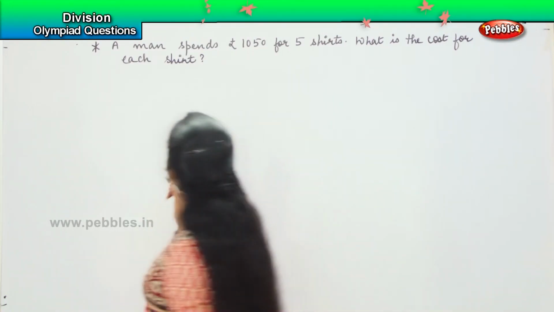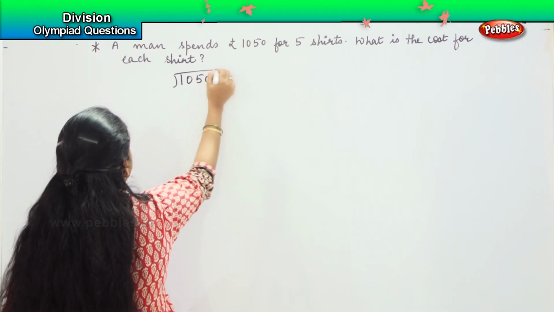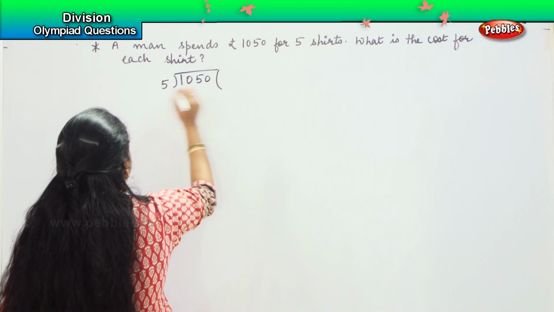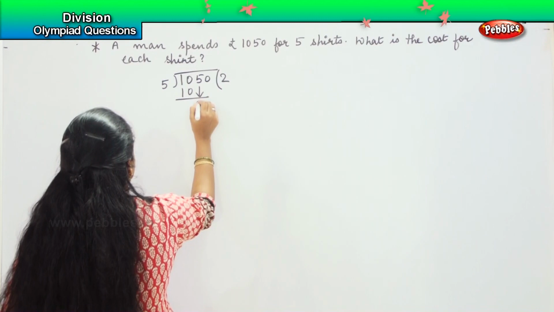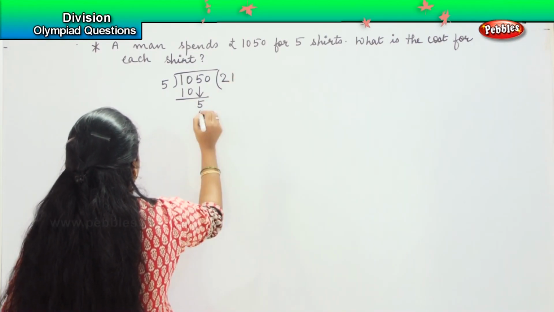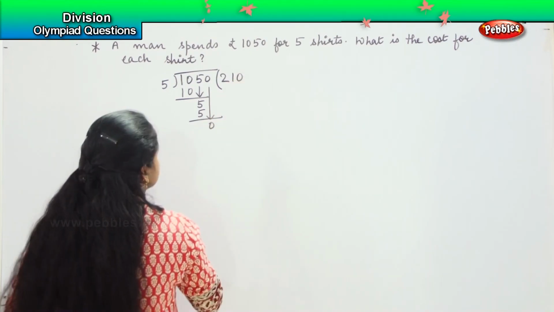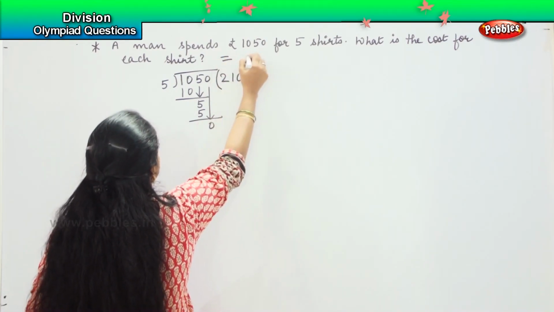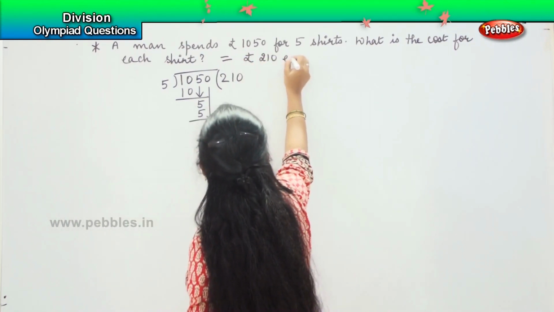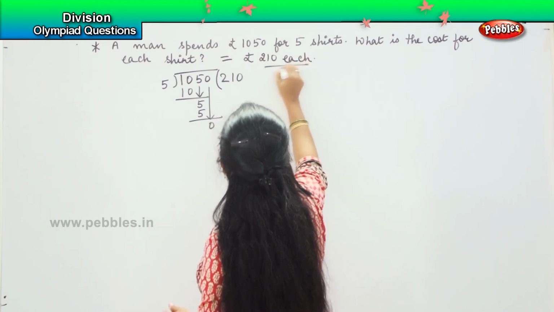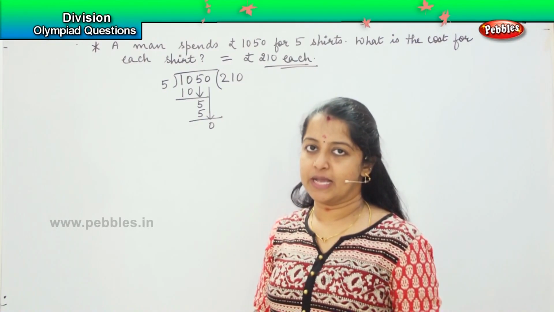So what am I going to do here? I am going to do the division. So 1050 divided by 5. 5 into 2 is 10. So now this 5 will come down. 5 into 1 is 5. Now this 0 will come down, 0. So what is the cost of each shirt, children? The cost of each shirt is rupees 210 each. Got it? Shall we do the next sum?